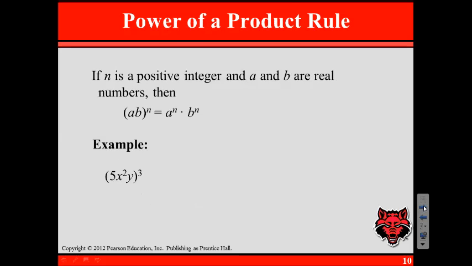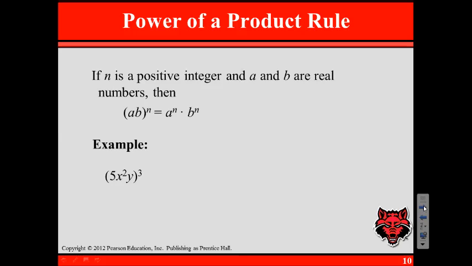It's really an extension of the first two that we've seen, and it's called the power of a product rule. If n is a positive integer, and a and b are real numbers, then if we have the product of a and b all raised to the n power, that's equivalent to raising each factor to the n power.